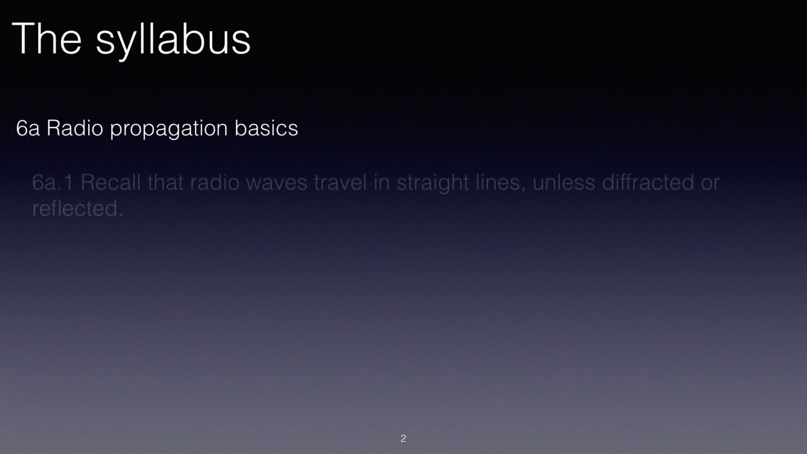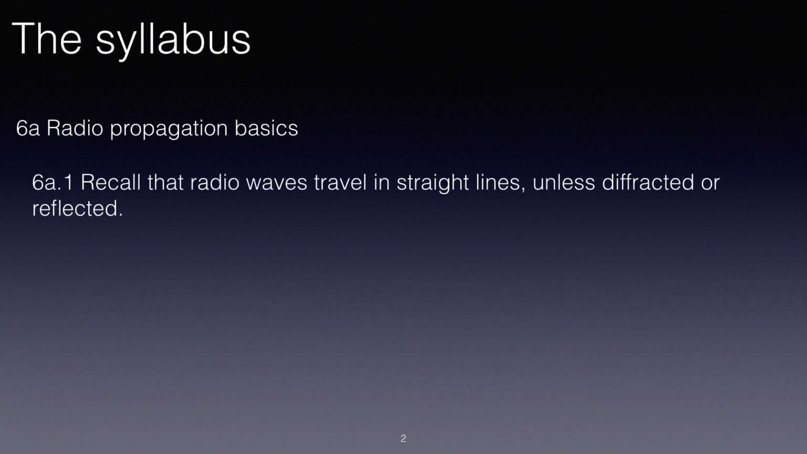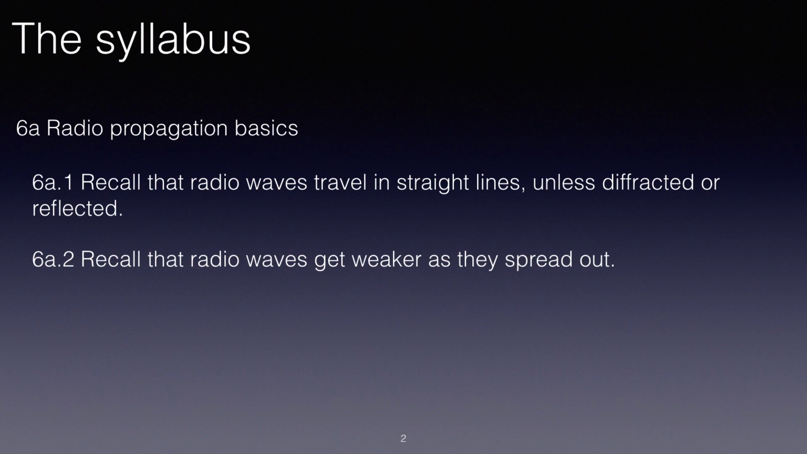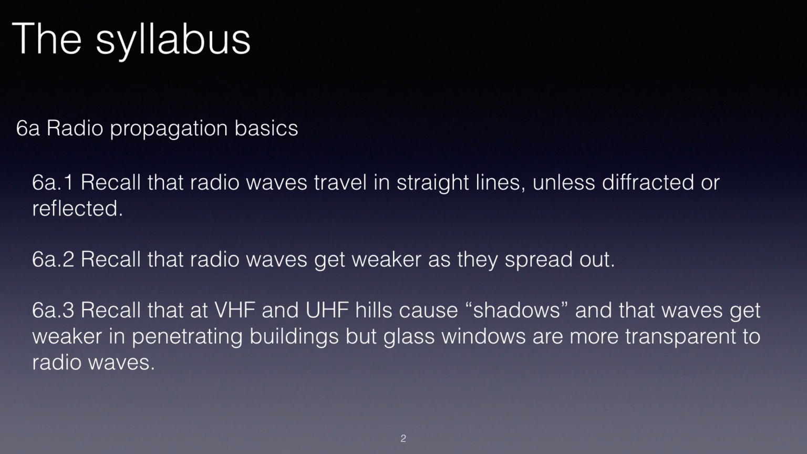So propagation basics is in the syllabus in section 6A, and 6A1 says recall that radio waves travel in straight lines unless diffracted or reflected. 6A2 says recall that radio waves get weaker as they spread out. 6A3 says recall at VHF and UHF, that's very high frequency and ultra high frequency, hills cause shadows and that waves get weaker in penetrating buildings, but glass windows are more transparent to radio waves.